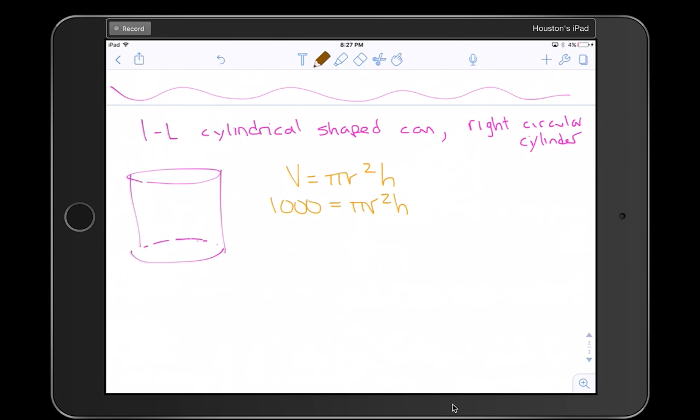In this case, another piece of information is that we're going to be measuring the radius as well as the height of the can in centimeters. So we want to change that 1 liter over to centimeters as well. And in 1 liter, there's going to be 1,000 cubic centimeters, which is why I changed my volume from 1 over to 1,000.